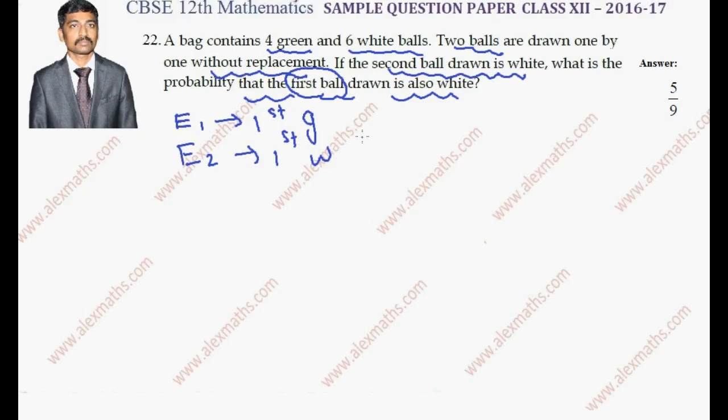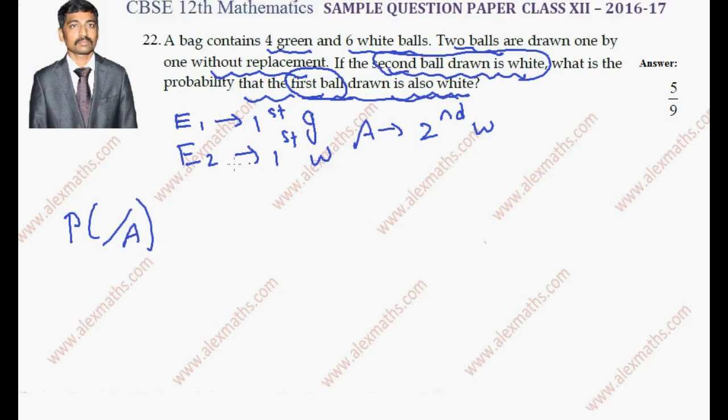And let us take A as the second ball we are getting as white, because that is what is given here. The second ball is white. So I'm taking the second as white. Now what we have to find is the probability of, already we know the second ball is white, so the A will come down, which is already known. And we want to know the probability that the first ball is also white. The first ball also white is E2. So basically we have to find P of E2 by A.